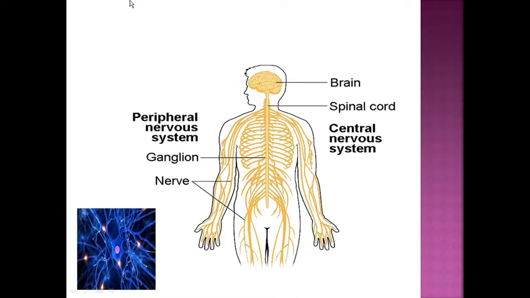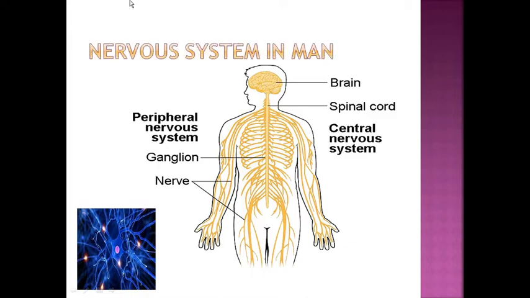So let's start our lesson now. Before we know the structure of the nerve cell, let's have a look at the nervous system. Can you see the brain, the spinal cord? This is the central nervous system, peripheral nervous system.